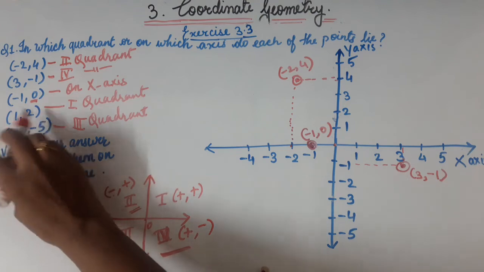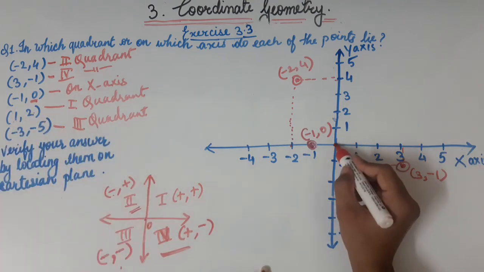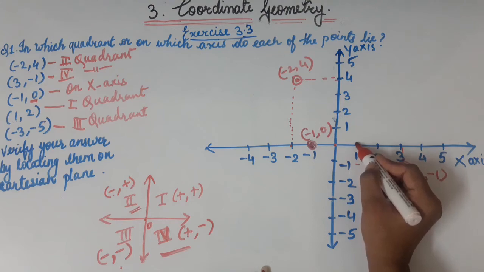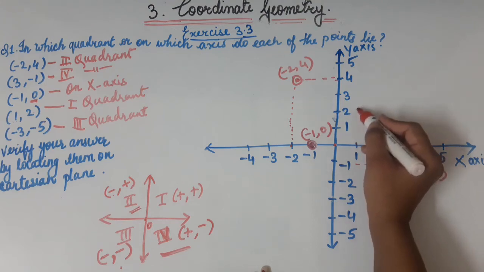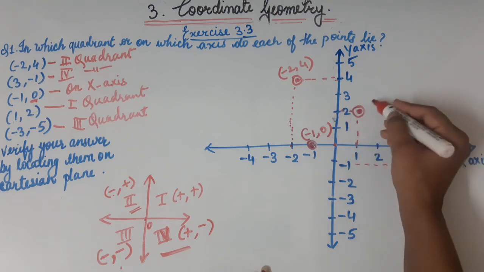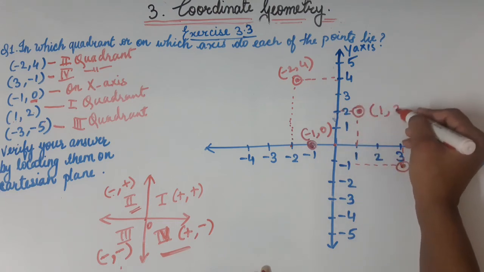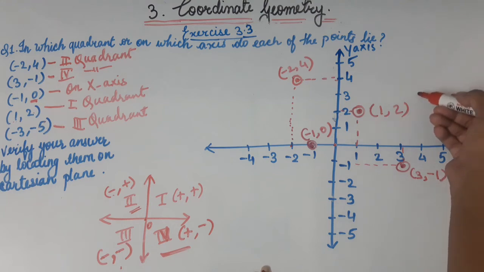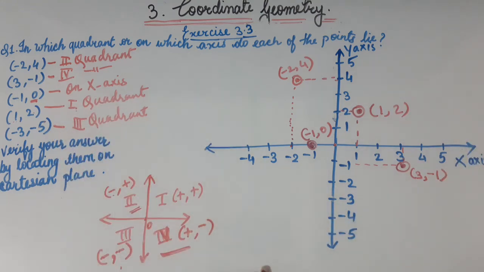Then the point is (1, 2). Again, start with the origin. 1 means positive 1, to the right side, and the y coordinate is 2, so you will go up by 2 units. You will reach here, and this will be your point (1, 2) in the first quadrant. So we wrote first quadrant.